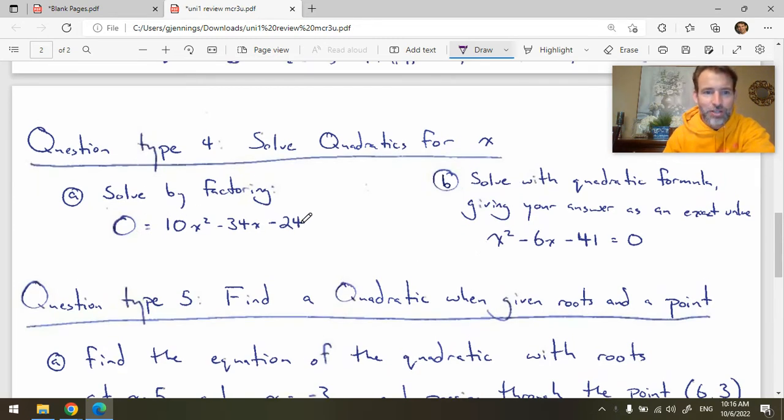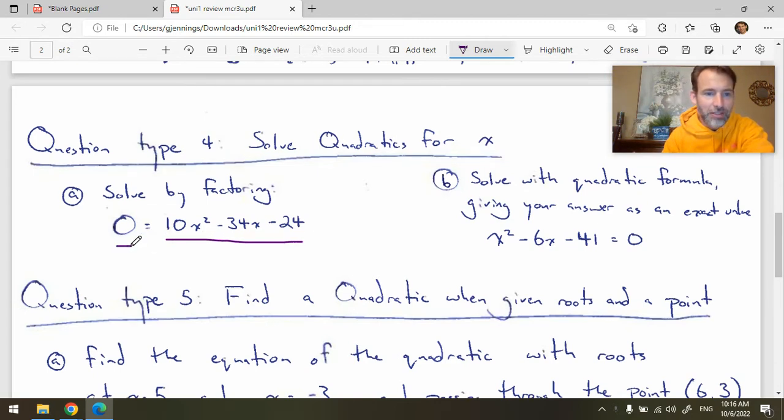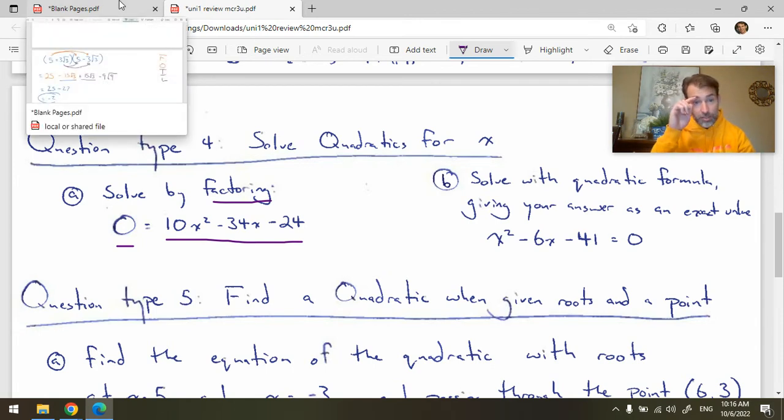Okay, question type 4, solving quadratics for x. All right, in these situations, we have a quadratic expression, but it's equal to 0. That means there are as many as 2 and as few as 0 possibilities that x can be, and you have to find them by the given method. So let's use the given method. First, I copy this one out carefully: 10x squared minus 34x minus 24.